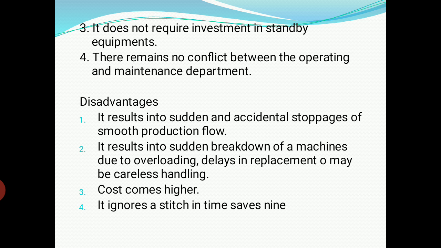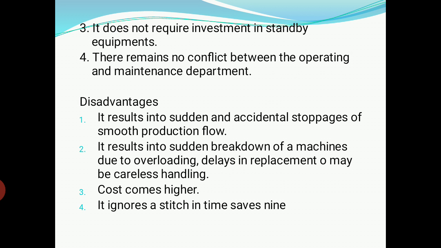Number 1, it results in sudden and accidental stoppages of the smooth production flow. Naturally, we have seen that breakdown maintenance is a kind of maintenance policy in which, unless there is any requirement, no maintenance is done. So it results in sudden accidental stoppages. There may be a sudden stoppage, and maybe you are at the peak of production and the machine may stop, and it will interrupt the whole smooth flow of production. So that is the biggest disadvantage.